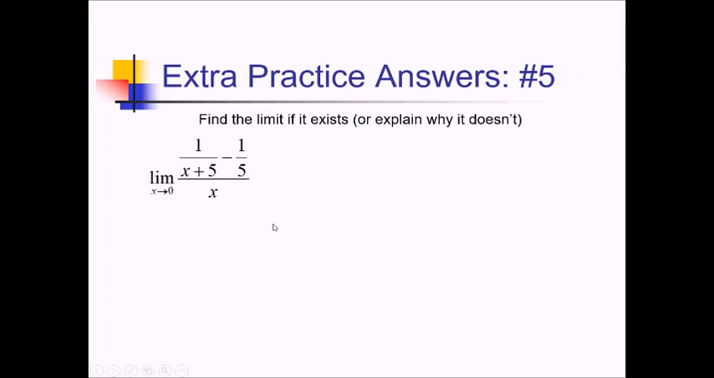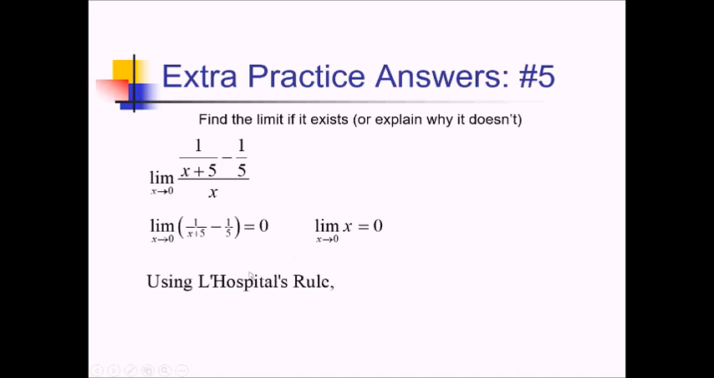For this one, I'm trying to take the limit of this expression as x approaches 0. So I can see already I'm going to have 0 in the denominator. Let me just take the limit of these independently just in case this turns out to be indeterminate. So limit of the numerator as x approaches 0, well, that's going to be 1 over 5 minus 1 over 5, which is actually 0. And then limit of the denominator as x approaches 0, also 0. Because I have 0 in the numerator and denominator for the limit, I can use L'Hopital's rule.